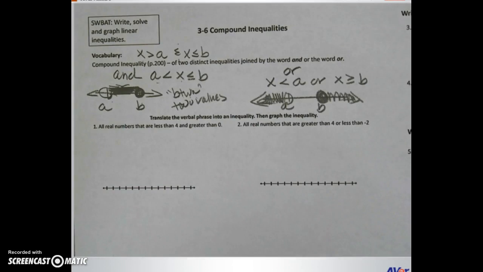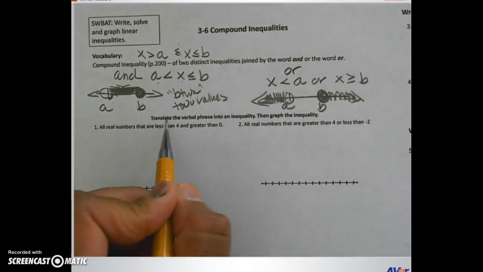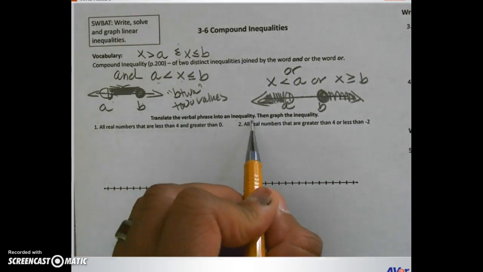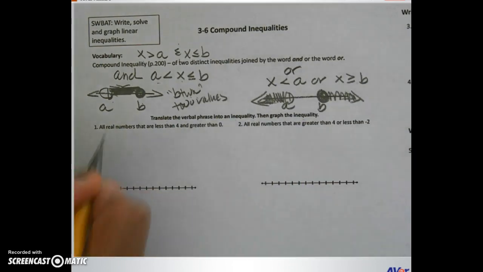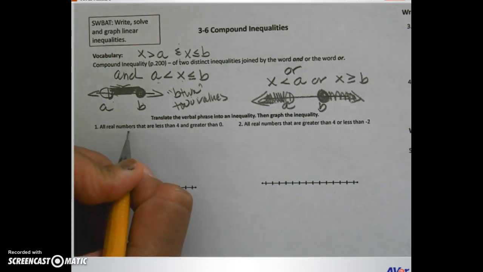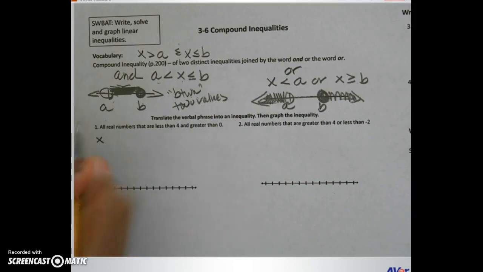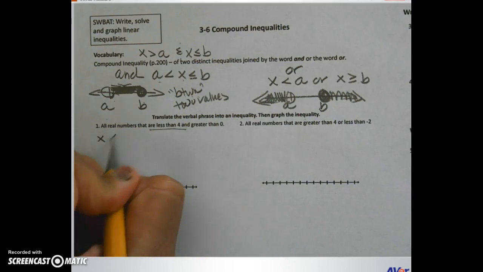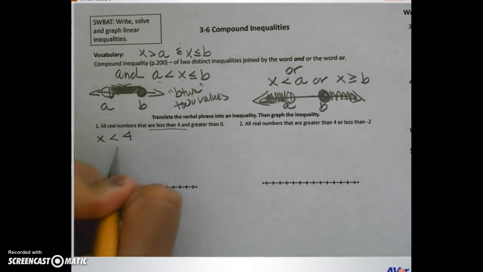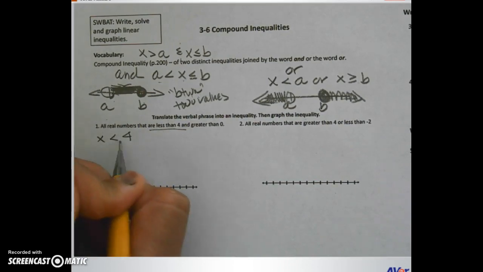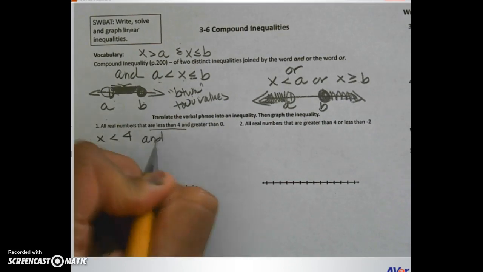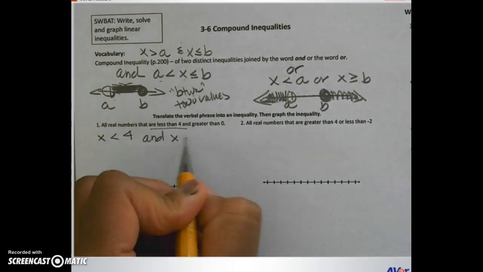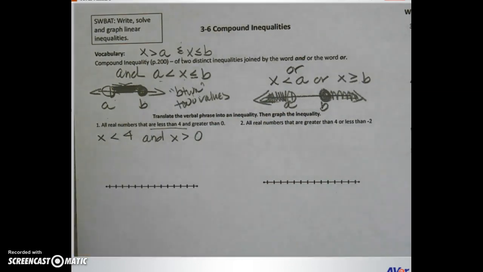Okay, let's give one a shot, shall we? Translate the verbal phrase into an inequality, then graph the inequality. So all real numbers, let's use a variable for that, X, that are less than 4. Remember for less than, our arrow should point to the left because everything to the left is less than. And you're welcome for that. X is also going to be greater than 0.